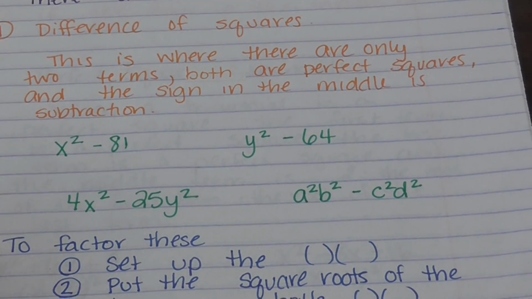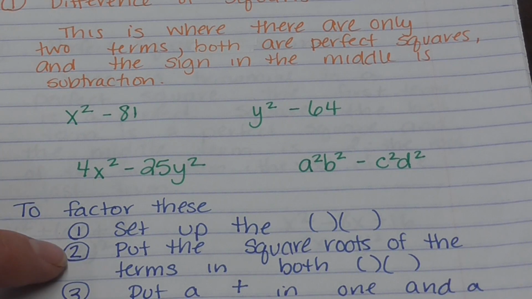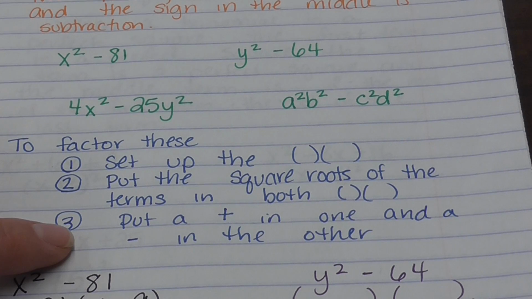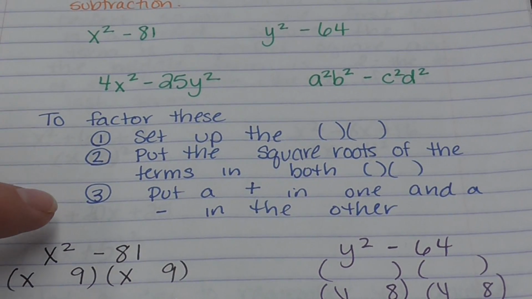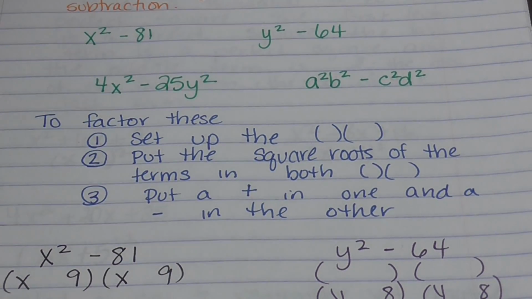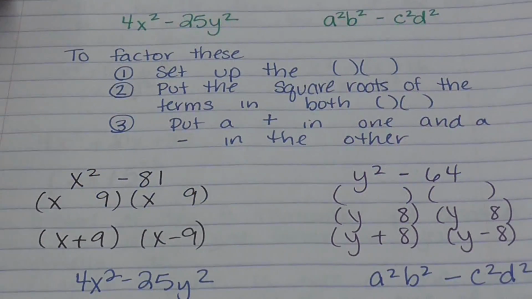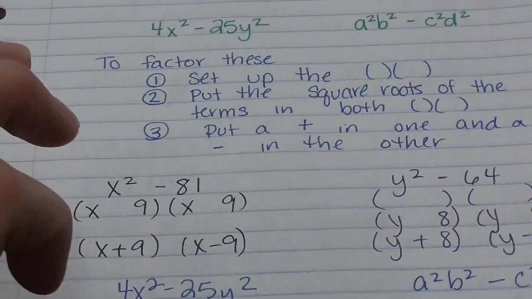So to factor these, you set up your parentheses, you put the square root of the terms in both the parentheses. You put a plus in one and a minus in the other. So what that looks like is you have your x squared minus 81. So you put an x and an x, a 9 and a 9, because the square root of x squared is x. The square root of 81 is 9. And then a plus in one and a minus in the other, and you're done.